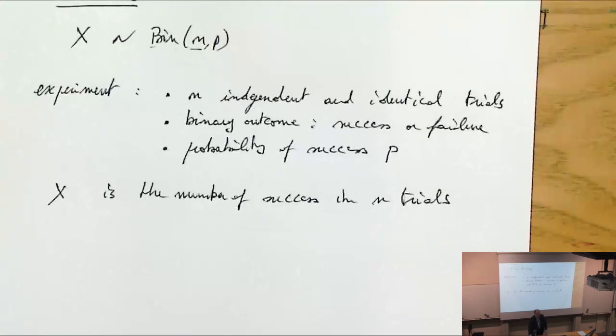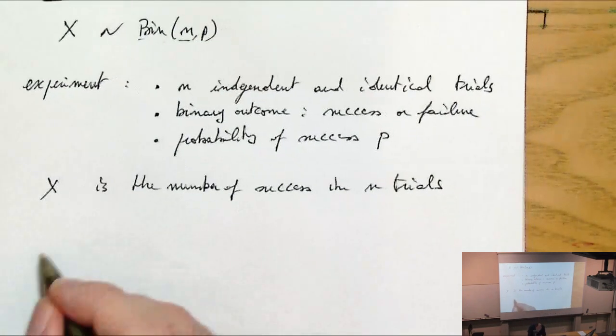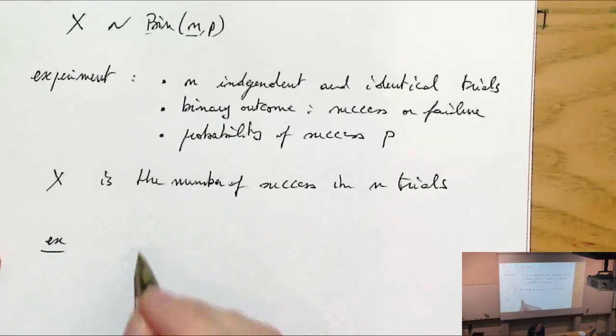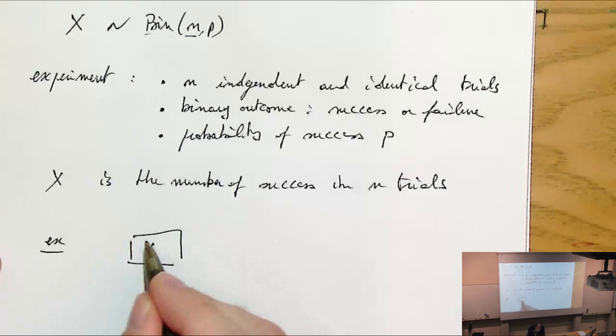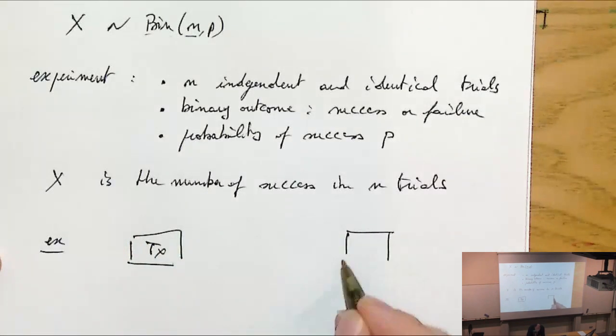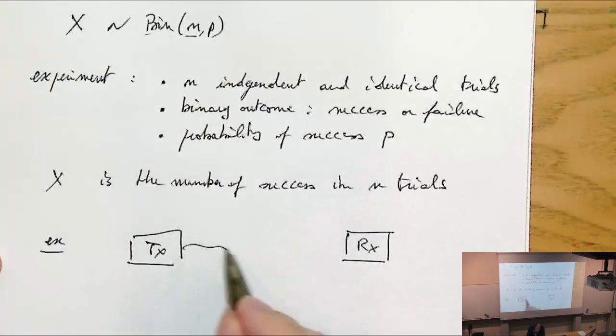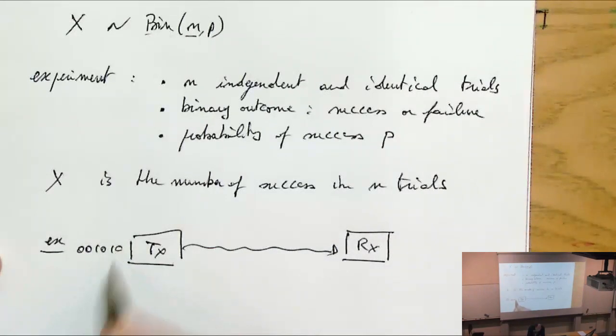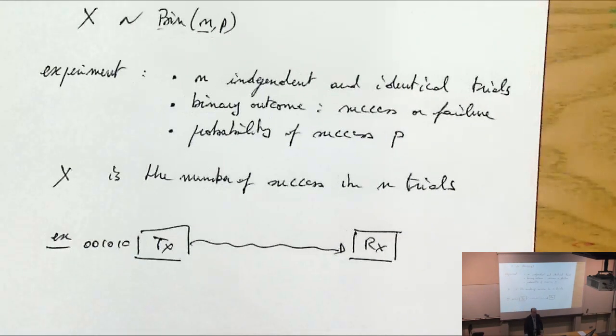Right? This is what we're looking at. So where can this be used? Well, if you have a communication system, you have a transmitter and a receiver, you transmit something, and you transmit bits of information, for instance. So you can, to some extent, model what's happening using a binomial random variable.